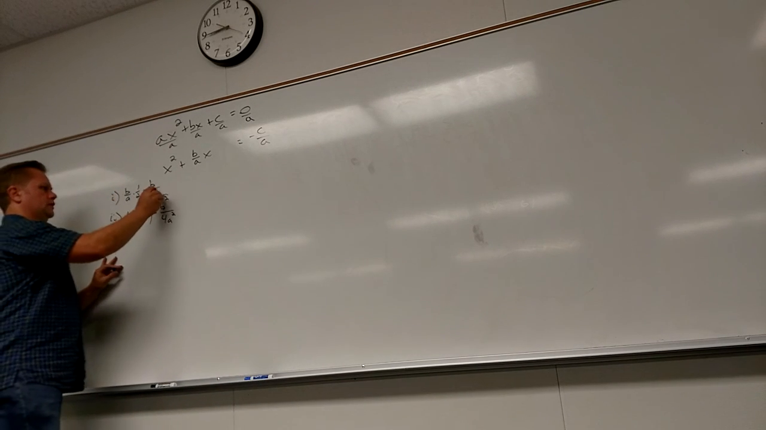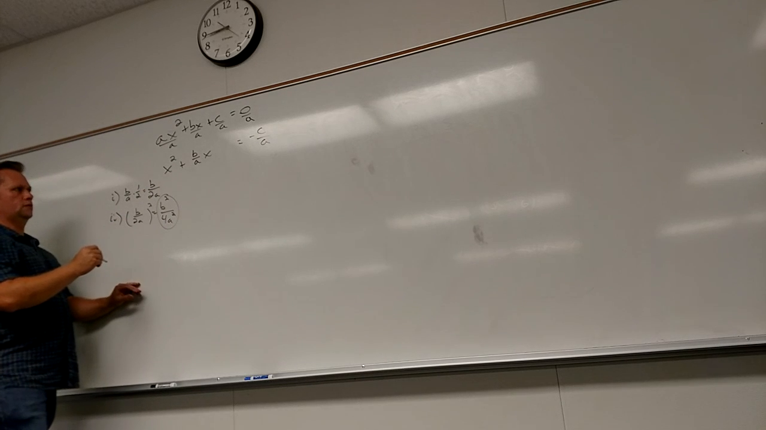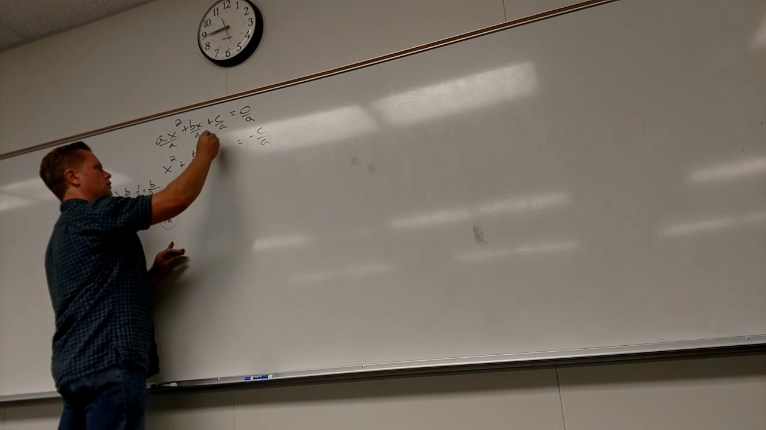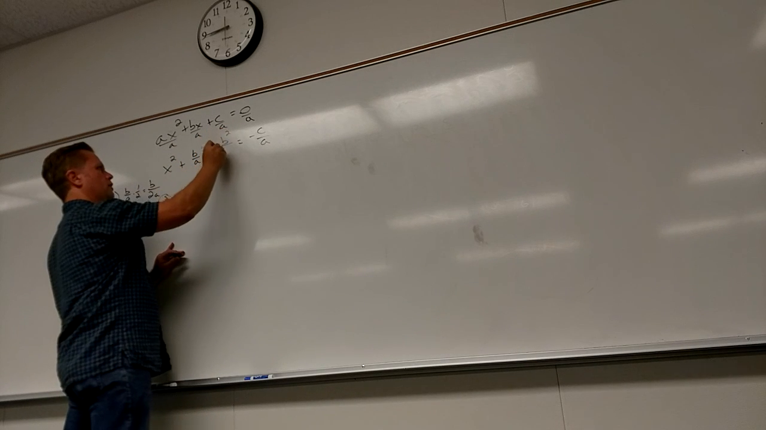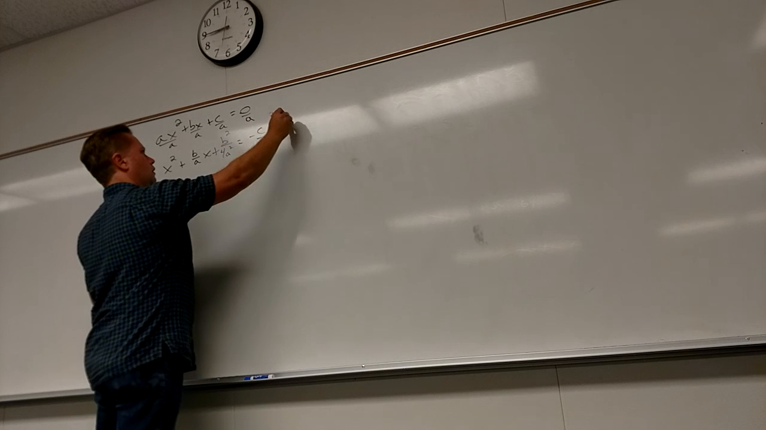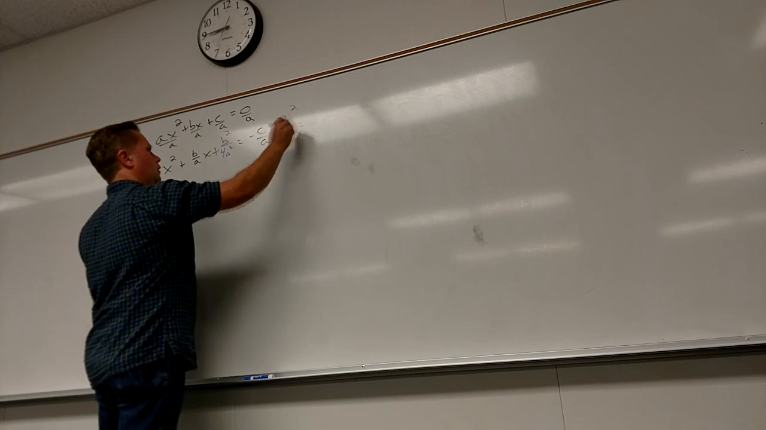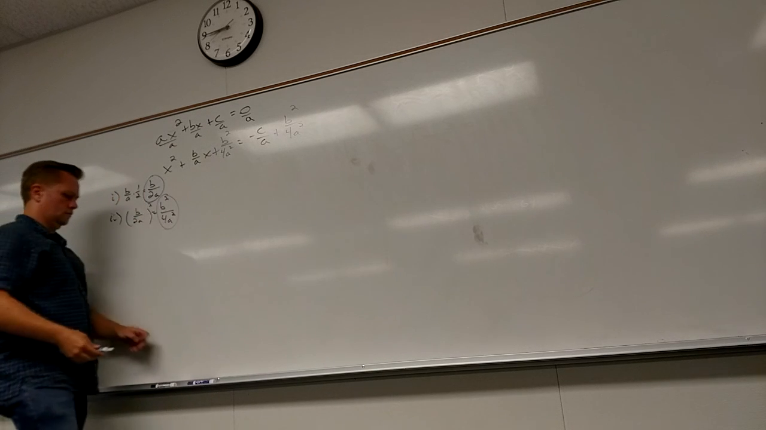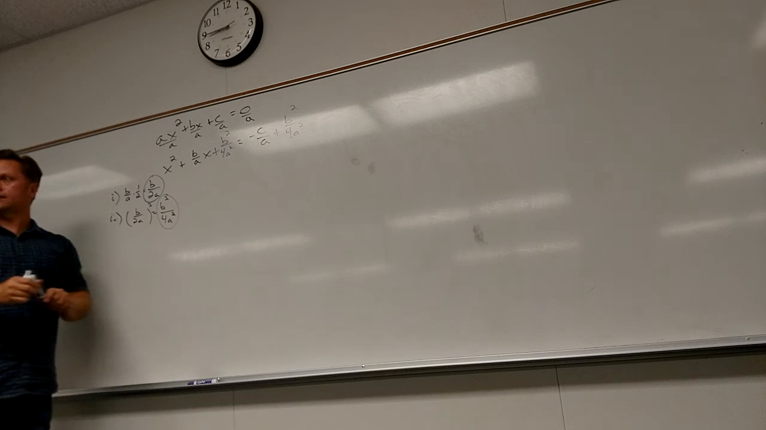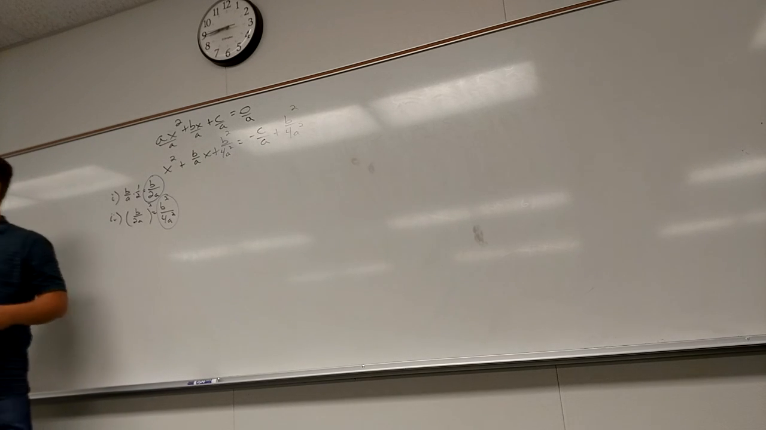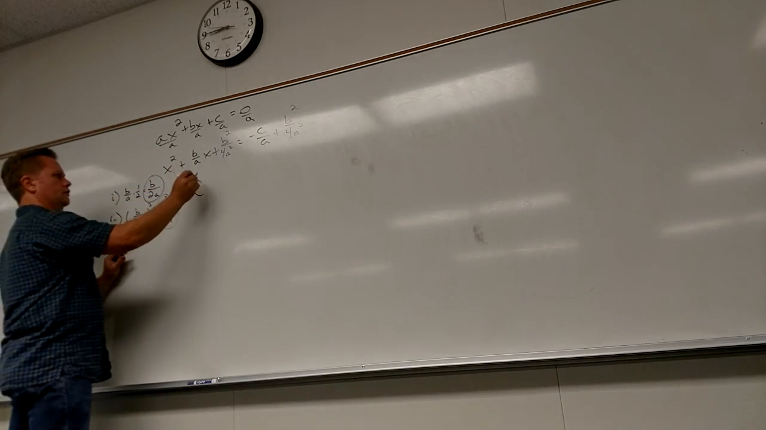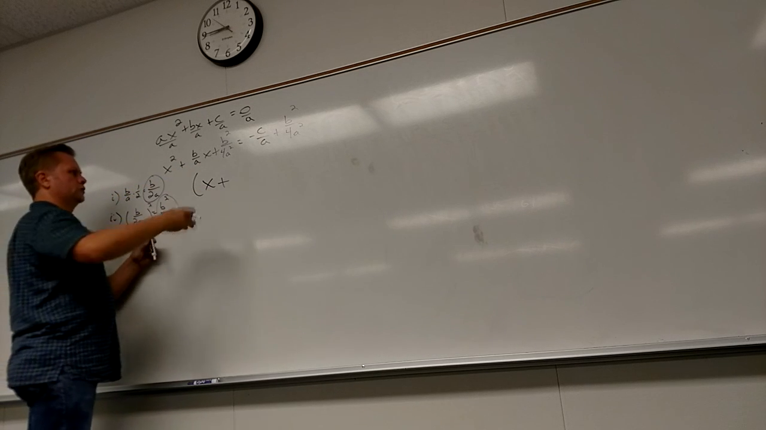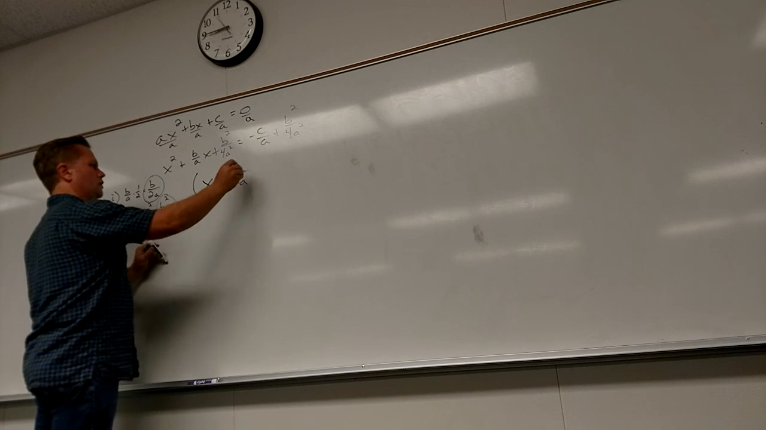So what do I do with this guy? Let's start there. Add it to both sides to make things work. And then what do I do with this guy? That's how you get your equation. Yeah, that's how this factors. x plus b over 2a, right? Squared.